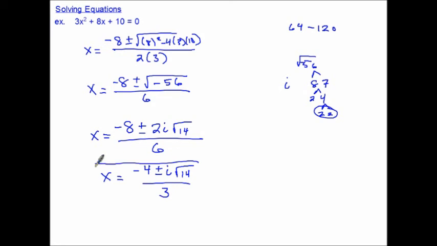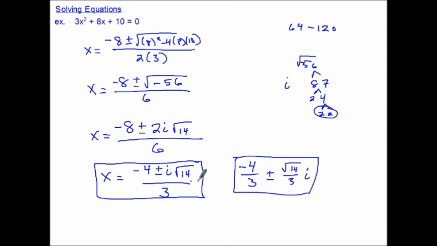Again, I'm happy with that. The book is going to break that up into 2 separate fractions. But again, negative 4 thirds plus or minus root 14 thirds i is what the book will give us. I'm much happier personally with the one on the left, but equally correct is the right one.